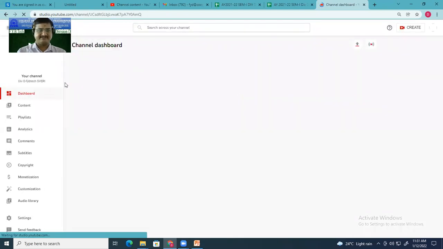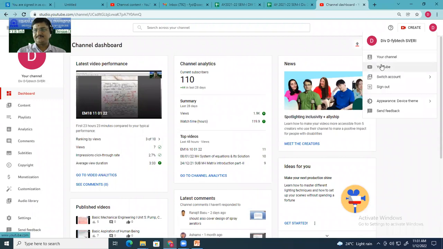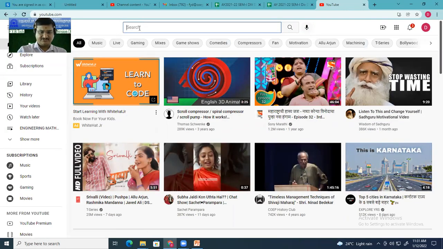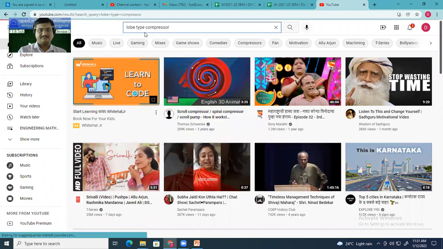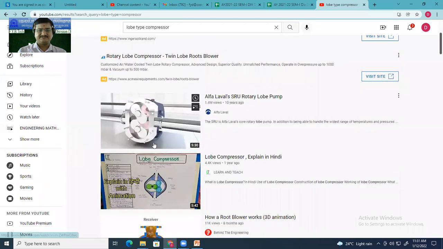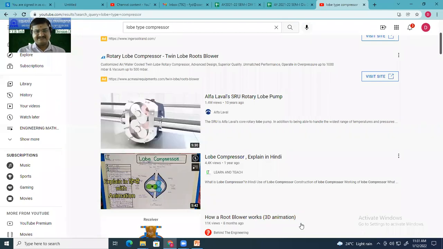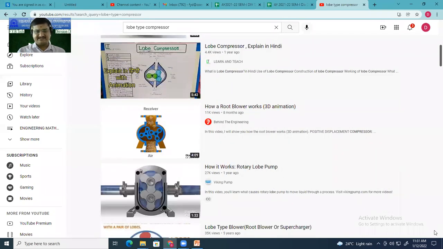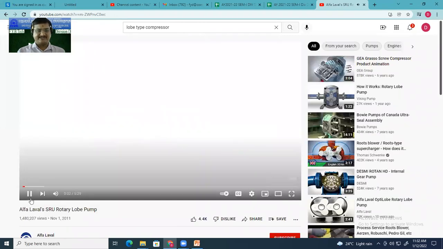I think you haven't drawn the diagram yet. Am I correct? Yes, sir. Just a minute, I will provide sufficient time to draw the things. Sometimes such a lobe blower has two lobes, sometimes three. We will see it. This same blower is also called the Roots blower. Just tell me whether the sound is audible to you or not.